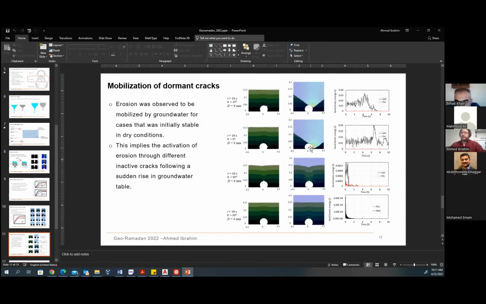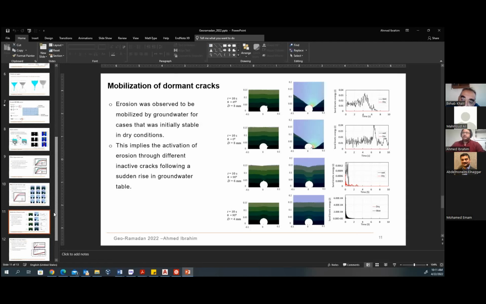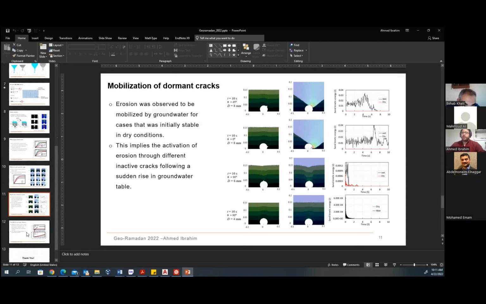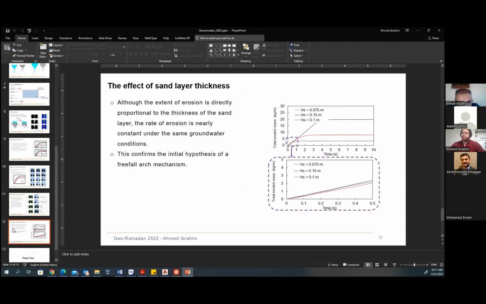Now, with the fact that they both get mobilized and they will both result in a higher extent of the final erosion, these inclined cracks, well, in our opinion, are more critical and more dangerous than the active visible ones.